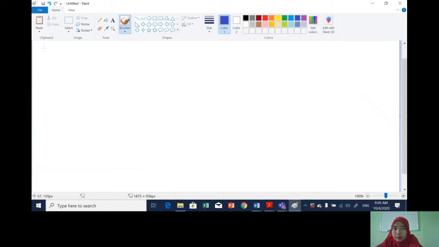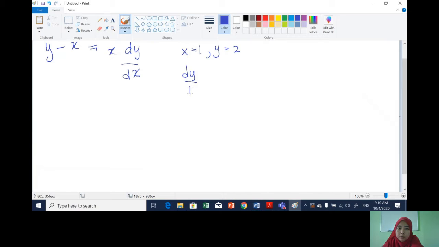This is the original equation: y minus x dy over dx, with initial values x equal to 1, y equal to 2. The first step is to transform the original equation into dy over dx equal to q over p.